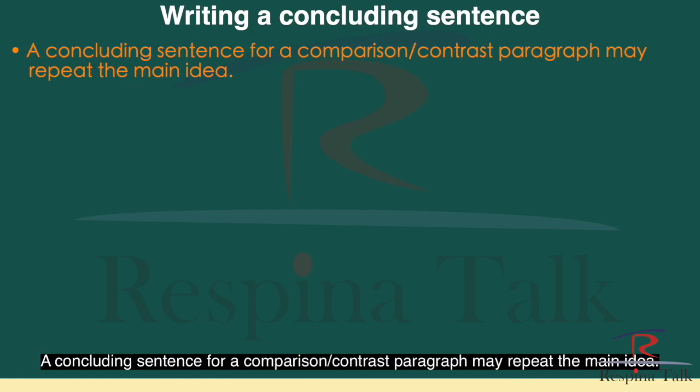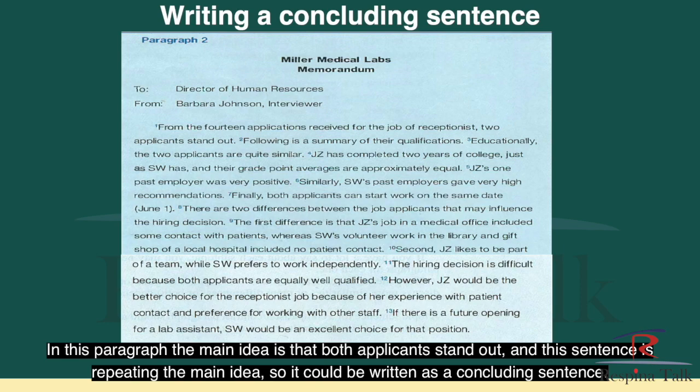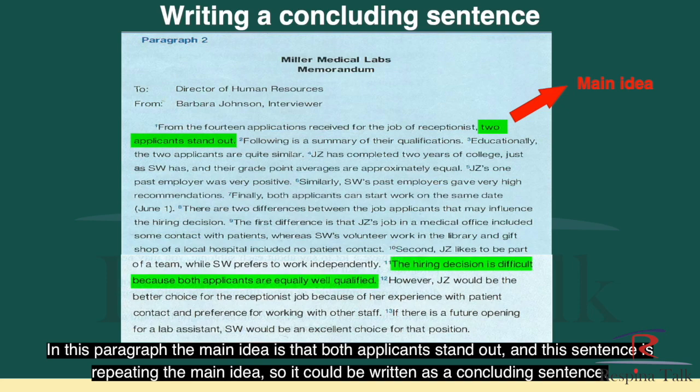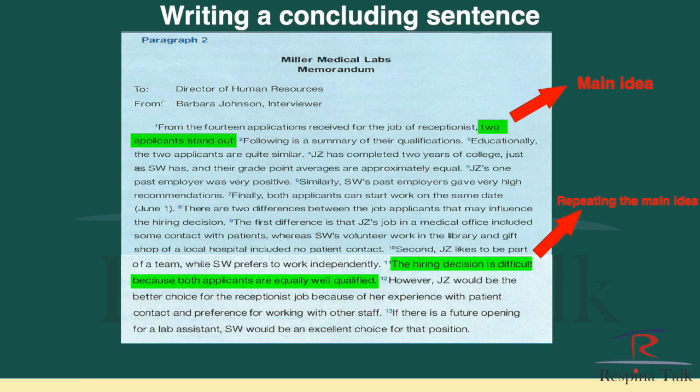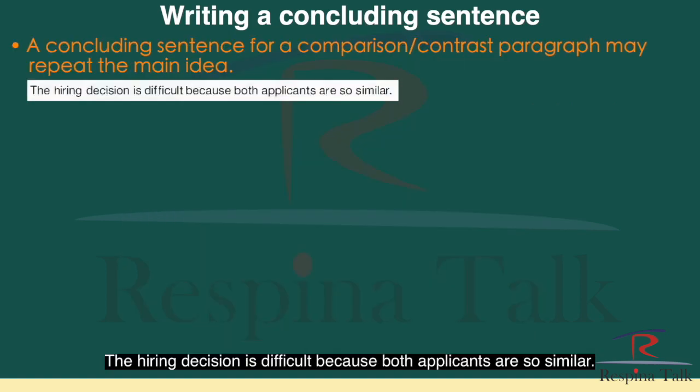A concluding sentence for a comparison-contrast paragraph may repeat the main idea. In this paragraph, the main idea is that both applicants stand out. And this sentence is repeating the main idea, so it could be written as a concluding sentence. For example, the hiring decision is difficult because both applicants are so similar.